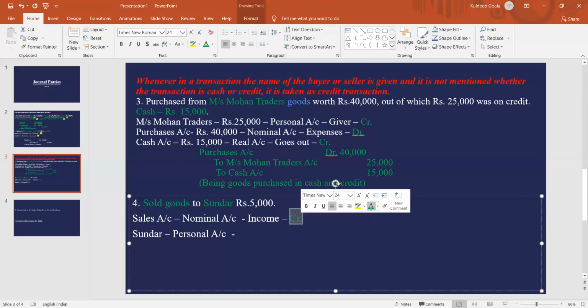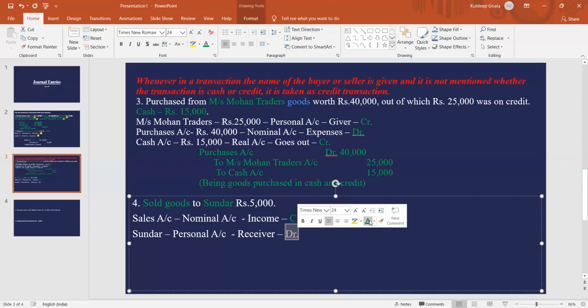Everyone clear? So then next comes Sundar, that is a personal account. The rule is debit the receiver, credit the giver, right? So if I am selling goods to Sundar, Sundar is a receiver, right? I am selling goods to Sundar, receiver will be debit. Everyone clear? Okay, so this is how the things appear. Now what is the transaction saying?